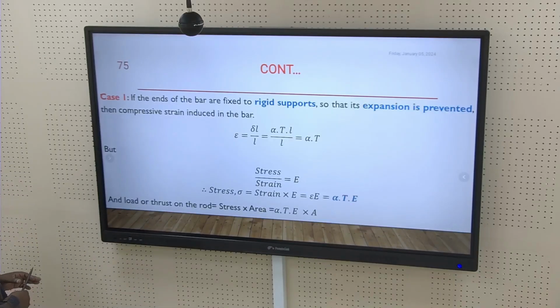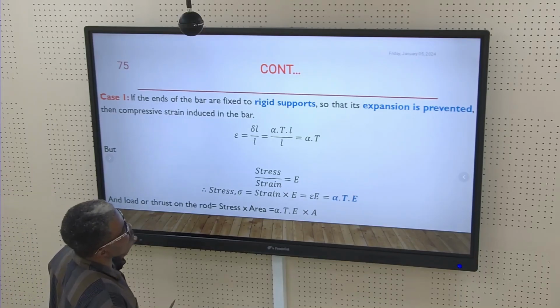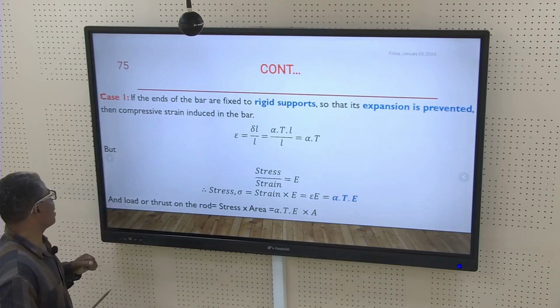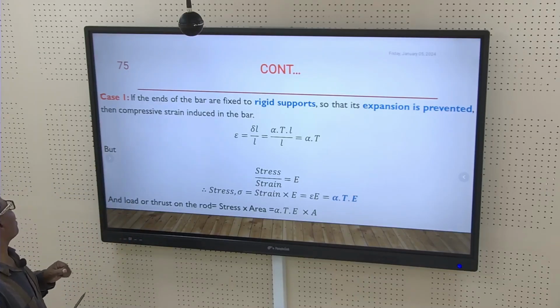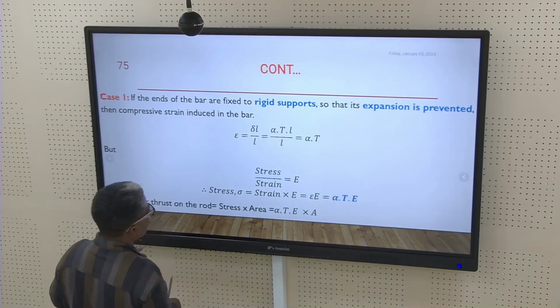For case 1, the ends of the bar are fixed. Let's see for case 1, if the bar is fixed to rigid support so that its expansion is prevented. It means it's not expanding freely. The compressive strain is induced in the bar. So one can come up with such a formula.